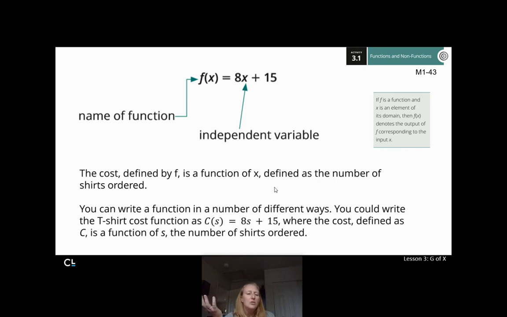By the way, you don't have to use f and you don't have to use x. You can write a function a lot of different ways. For example, instead of f of x equals 8x plus 15, I could write this t-shirt cost function as C of S equals 8S plus 15, where the cost, defined as C, is a function of S, which is the number of shirts I'm ordering. Now, I admit I don't usually like to use S for my variable, but hey, we're going to make it work. That's fine.